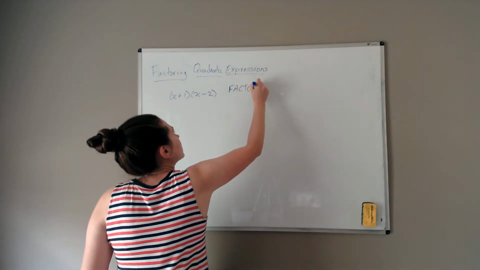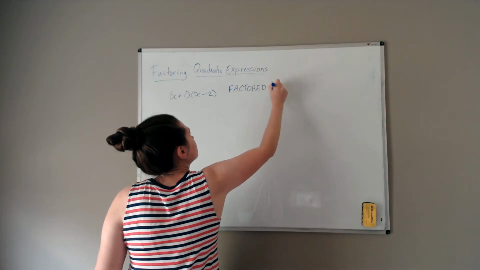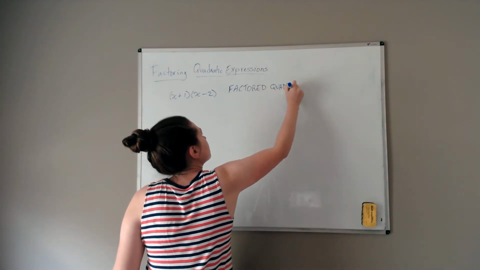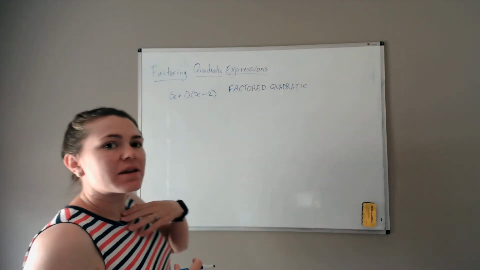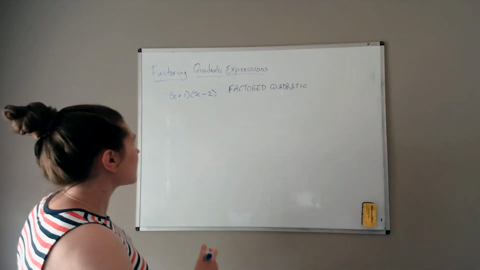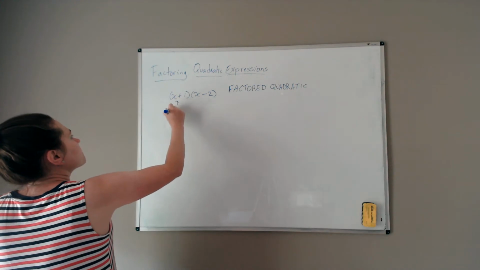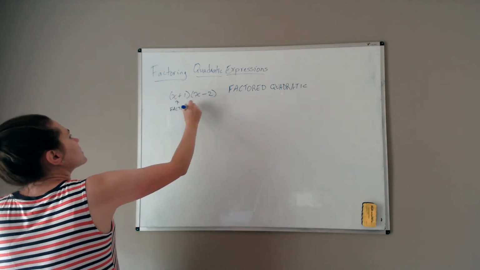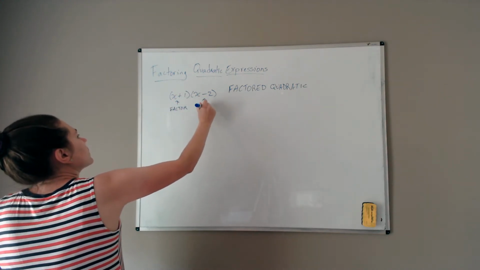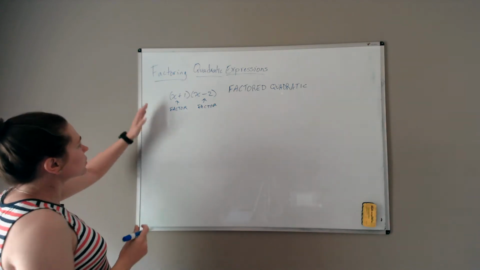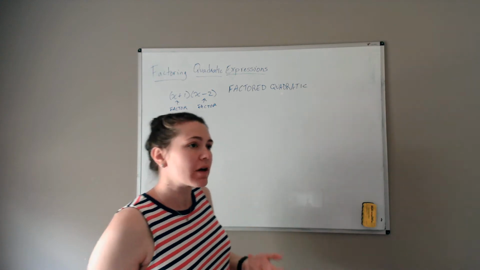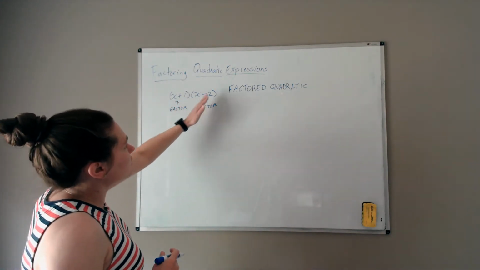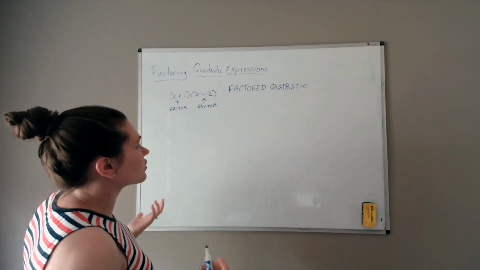Okay? Your expression is considered factored if it's written as a product. Okay? So notice, this is a factor, and this is a factor. When you have an expression written as multiplication, that means it's written in its factored form. So x plus 1 times x minus 2, that is the factored expression.